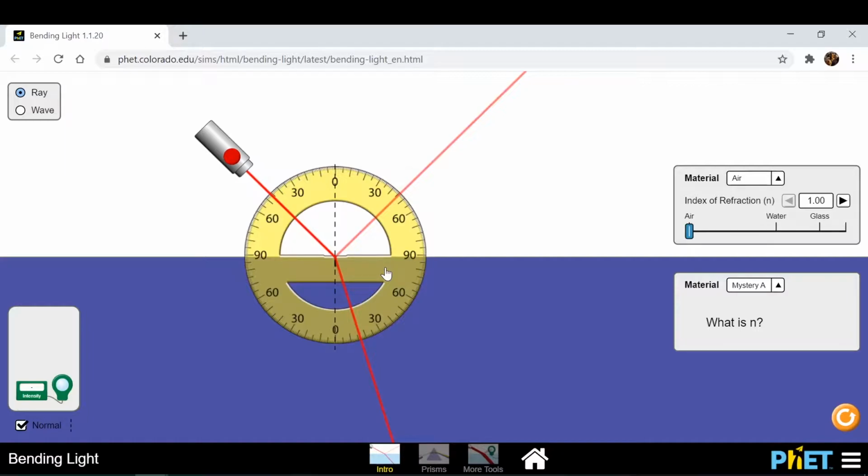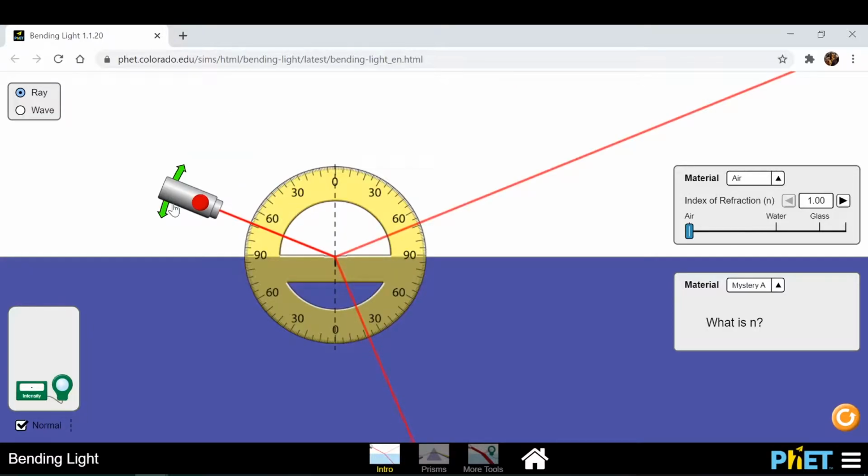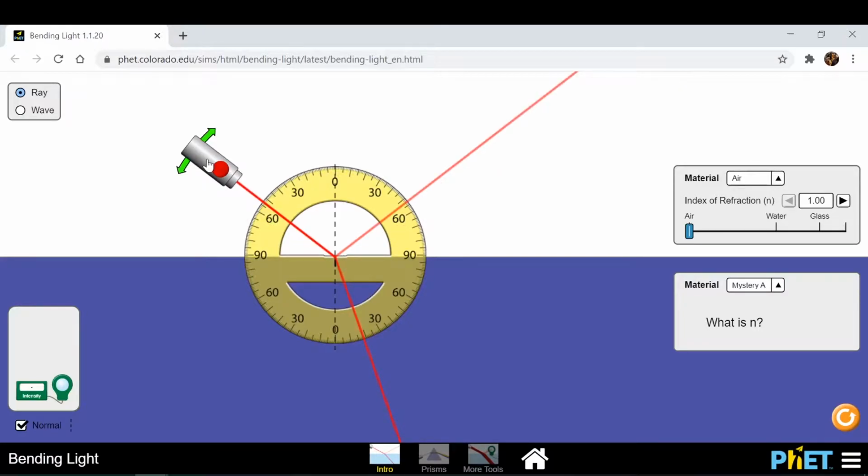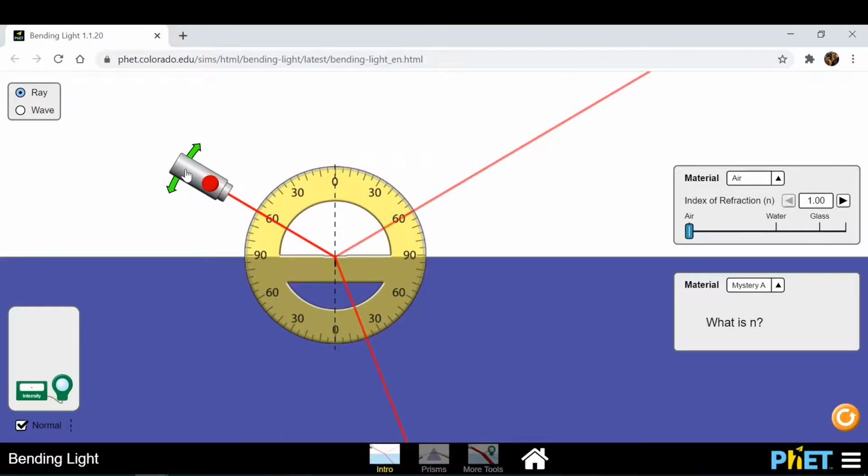And you can choose any incident angle you want. If you want to reposition the laser, notice that when you hover the mouse over top of the laser, these little green arrows come up. That allows you to change the incident angle. And you can see that the refracted and reflected angles also change. So just for convenience sake, I'm going to set my incident angle to 60 degrees. You can use any angle you like. It shouldn't make a difference. And then I can read my refracted angle off of the protractor down here.